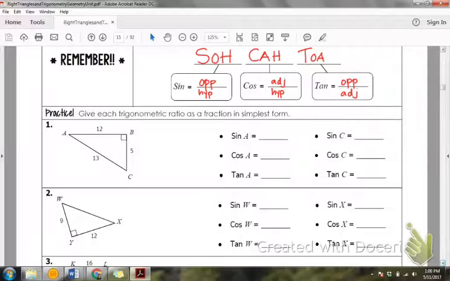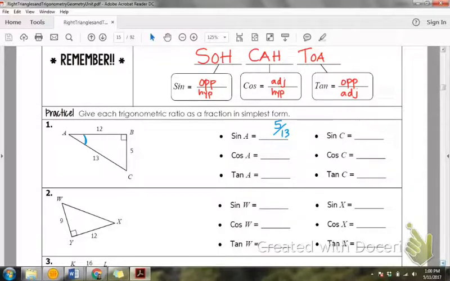Okay, so number one, what is the sine of angle A? So if we're looking at angle A, let's make our little arc on angle A. Remember, sine is always opposite over hypotenuse, and you can give yourself a little reminder if you need to. Which one's opposite? Kara, which one's opposite angle A? Five. Okay. 5 over, what's the hypotenuse, Sharmini? 13. So the ratio of sine of angle A is 5 over 13.